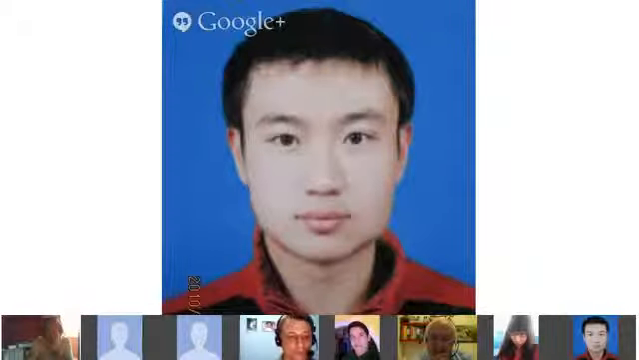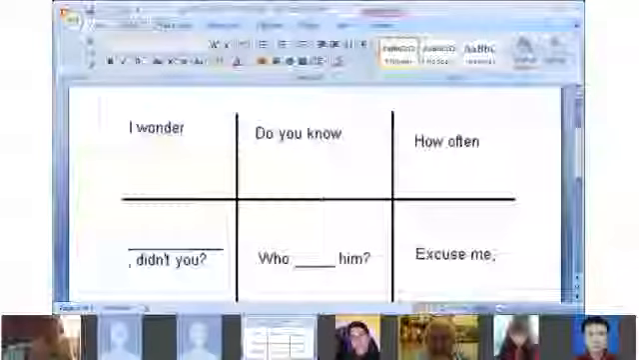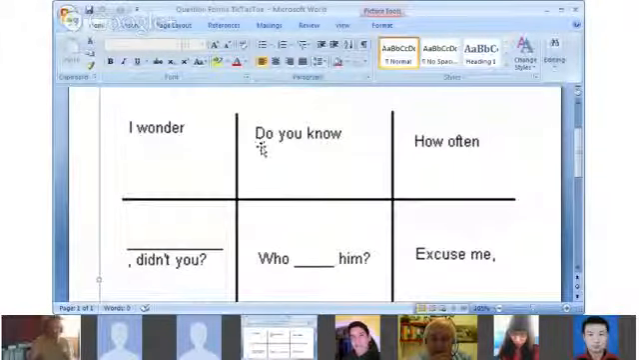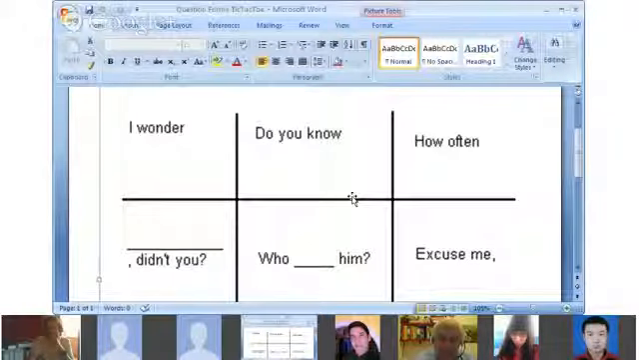Zora. Hi. Okay, now I would like you to form a question using this middle spot here. You're going to be in the upper middle. Do you know? Do you know what's the time at my city? Do you know what is the time at my city?